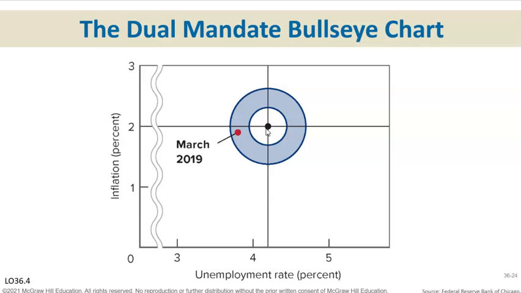You can see where the economy was in March of 2019, and obviously when COVID hit in 2020, we flew way off to the right side of this chart. At that point, the unemployment rate was well into the double digits.